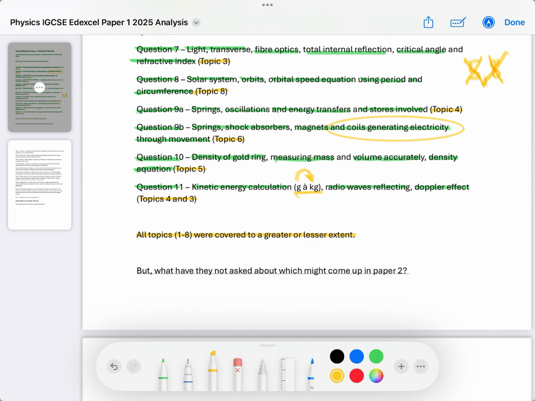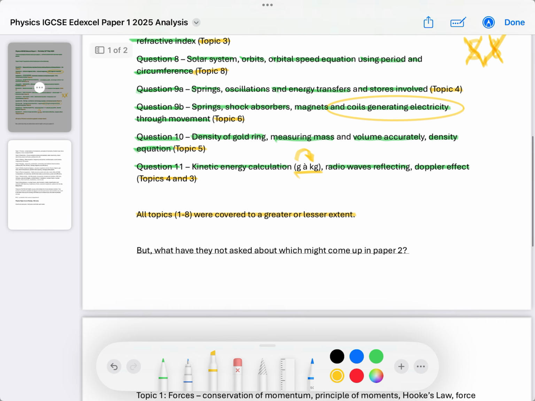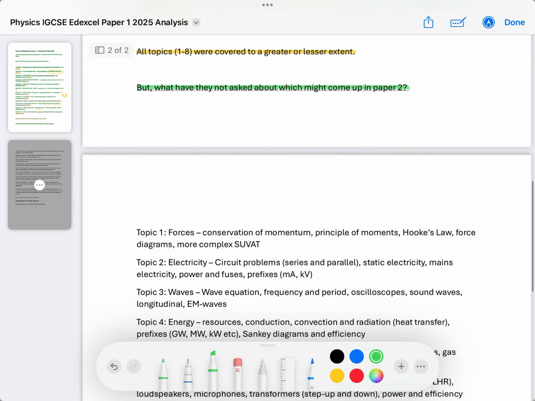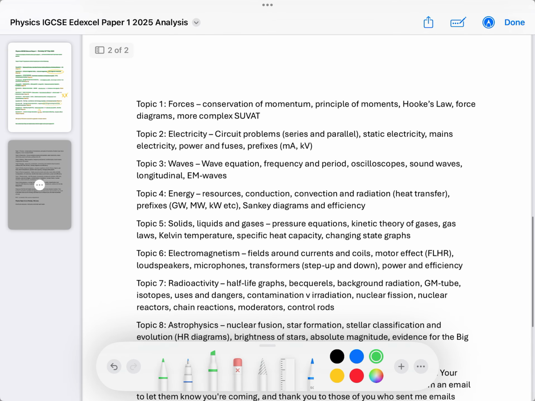So what my students and I did when they came to see me today to help prepare for the next phase of revision, we wanted to look at, okay, let's do this in green again. What have they not asked about which must come up or might come up in paper 2? You'll actually find there's still quite a lot of stuff they could ask you, but they're unlikely to repeat the same concepts, so you can think about what we're going to look at.